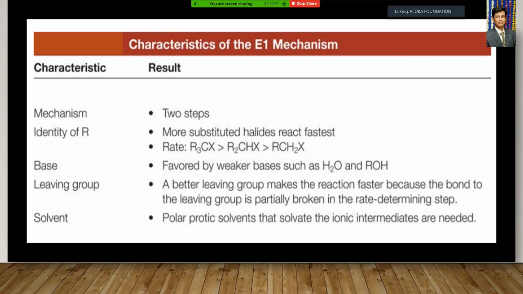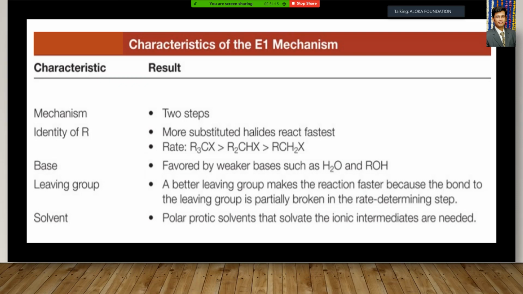A better leaving group makes it a much faster reaction because the bond of the leaving group is partially broken in the rate determining step. So anything which is a very good leaving group, which can be easily broken, favors the reaction.